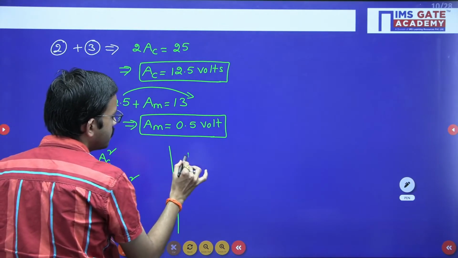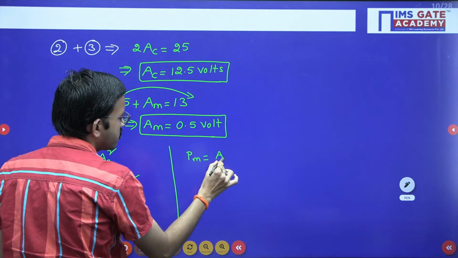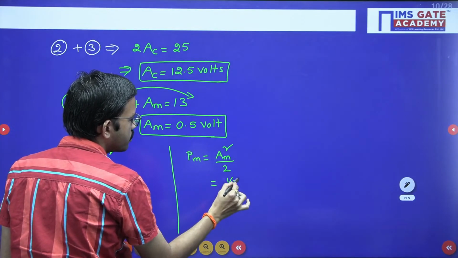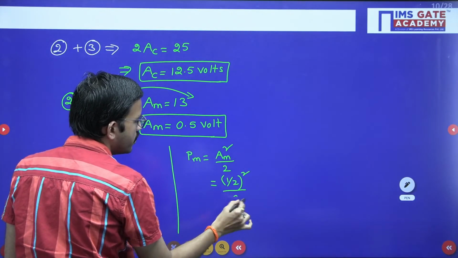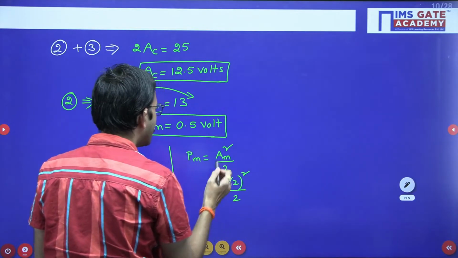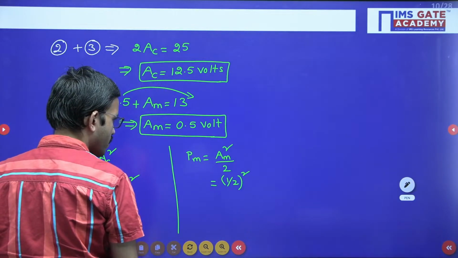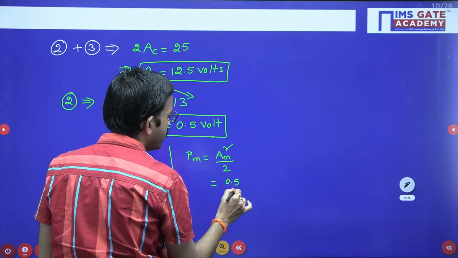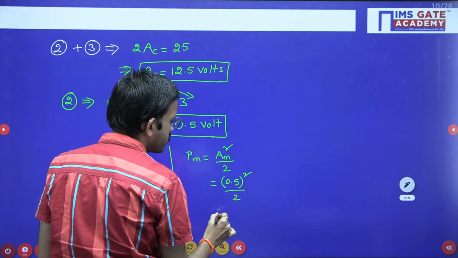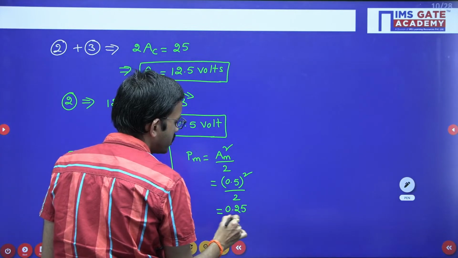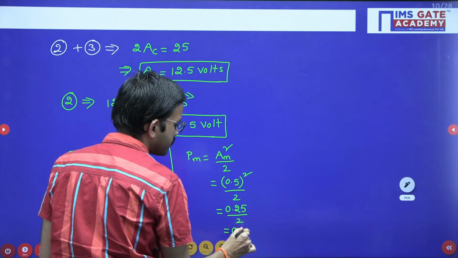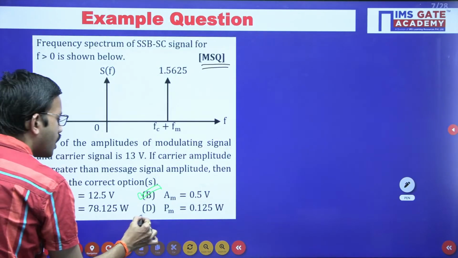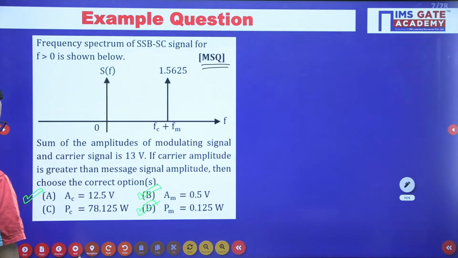And similarly regarding the message signal power, which is nothing but AM square by 2. Here you are having 0.5, that one you can write as 1 by 2, both are same, divided by 2. Otherwise, if you want you can represent as it is, no problem. 0.5 whole square divided by 2. 0.5 whole square is nothing but 0.25 divided by 2, that is nothing but 0.125. Yes, option D is also correct.